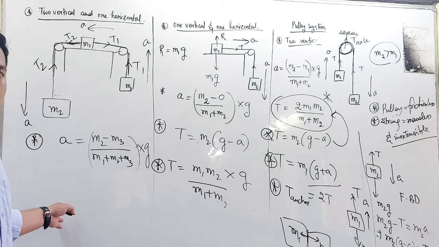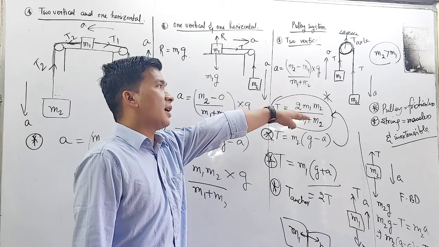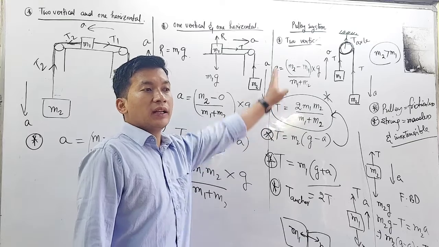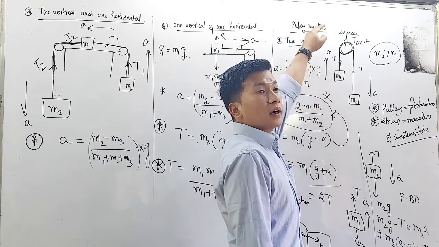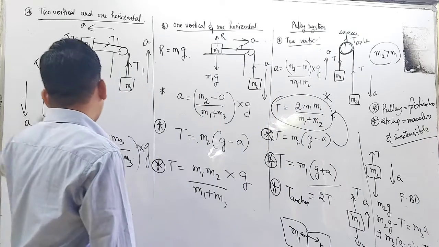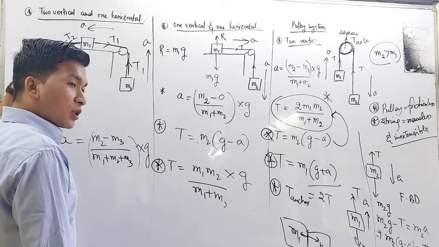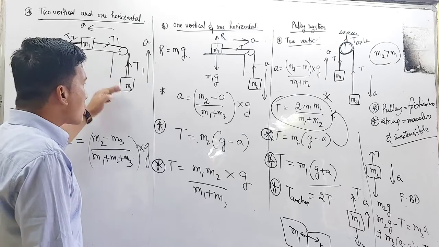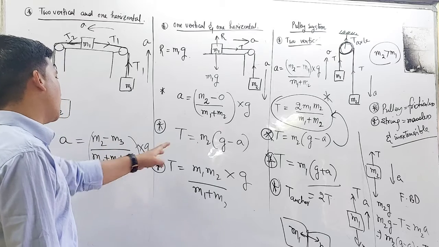The motion created by the heavier mass is opposed by the lighter one. One goes downward, one goes upward and opposes. The motion created by M2 is opposed by your M3. That is why it is M2 minus M3 into g.